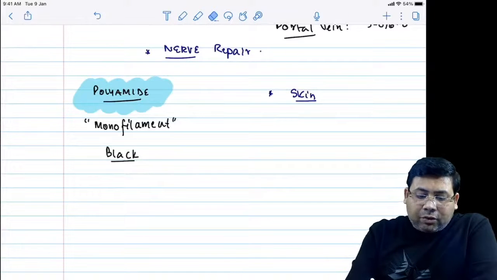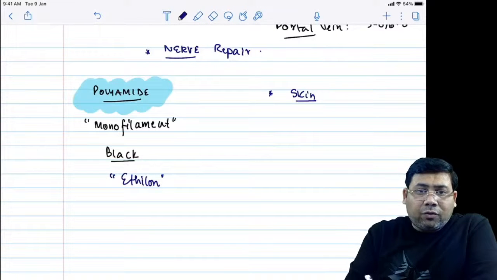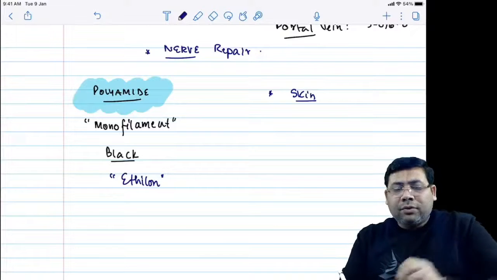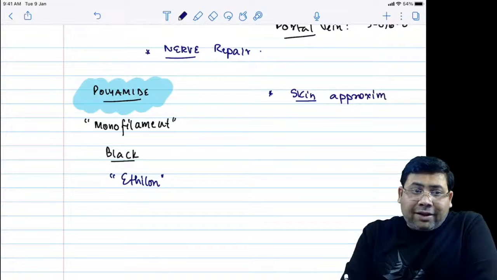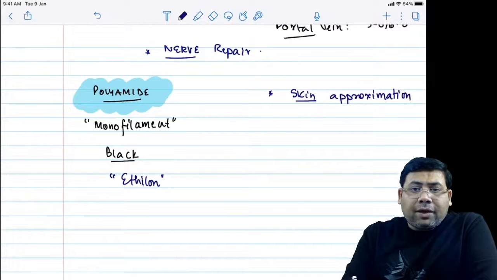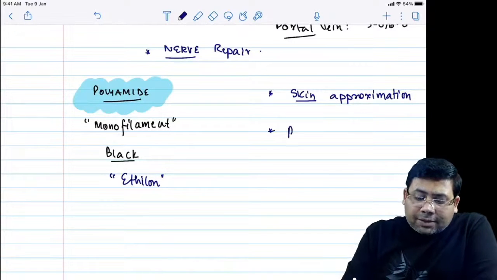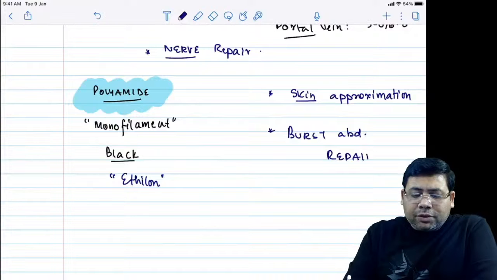Ethilon, sorry, I'm saying Ethilon. Ethibond is different. Ethilon is marketed by the name of Trulon. So skin approximation, this is one. Where else do we use it? We may also use it for burst abdomen repair. For burst abdomen repair, you can also use this suture.